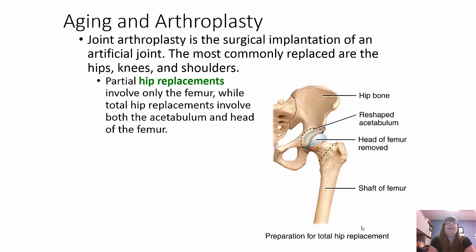So joint arthroplasty is a surgical implantation of an artificial joint. The most common, your hips, your knees, and your shoulders. Partial hip replacements only involve the femur, or you could have a total hip replacement that involves the acetabulum and the head of the femur.